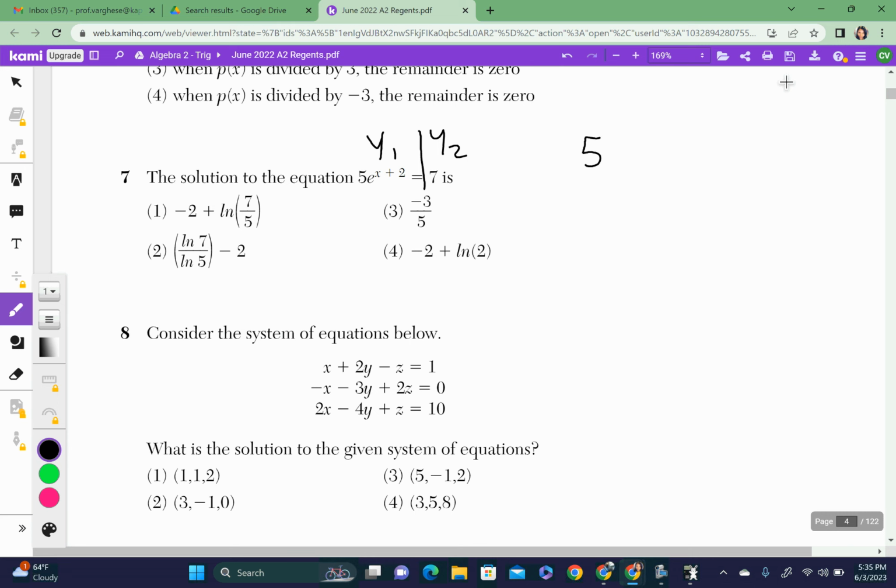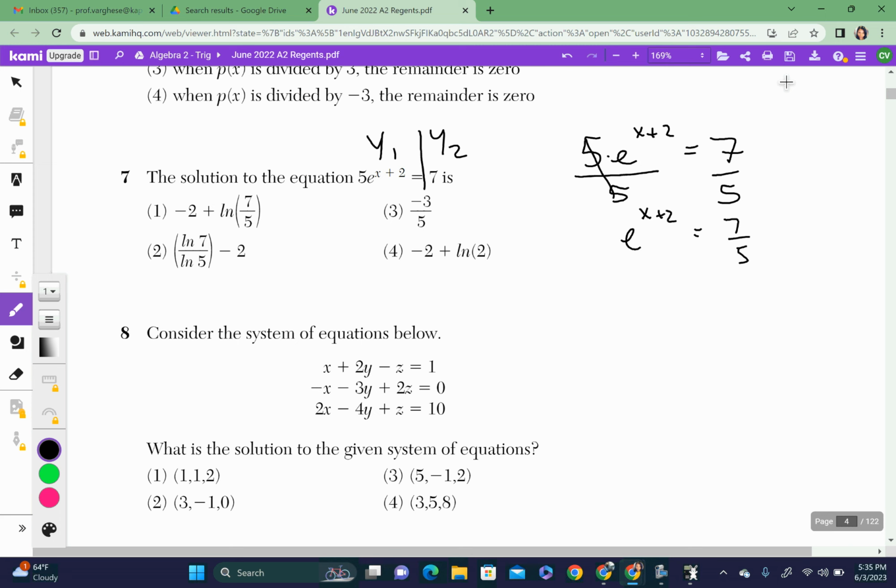So this is low key in the non-negotiables. So we'll go ahead and just do this real quick. You want to get the weird thing by itself. This right here is the weird thing. So to get rid of the 5, we want to divide everything by 5. And that cancels out. So you get e to the x plus 2 equals 7 over 5.